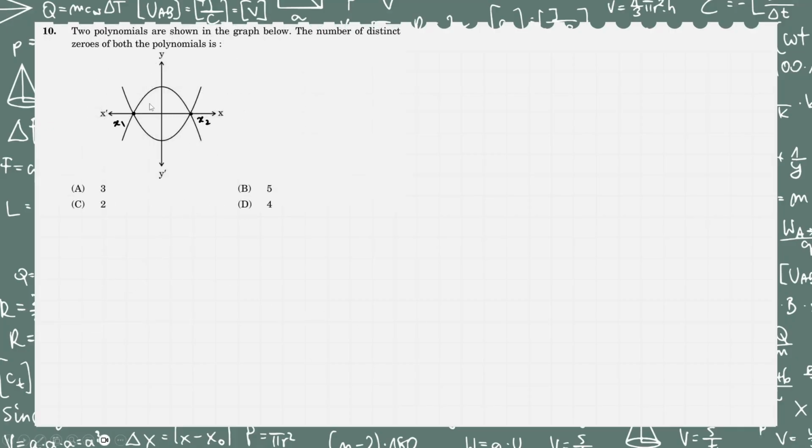Let's move on to the next sum. The two polynomials are shown in the graph below. The number of distinct zeros of both the polynomials is, we have to pick which is correct.